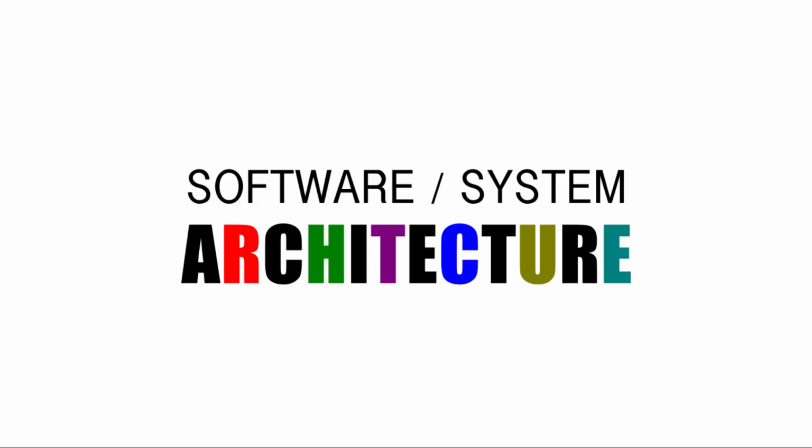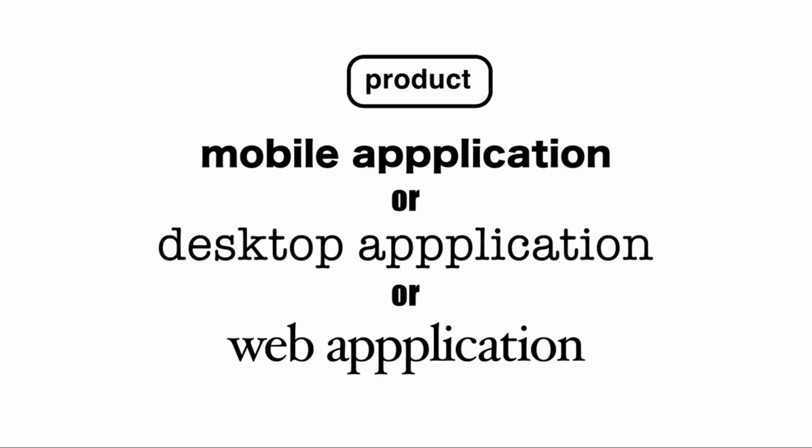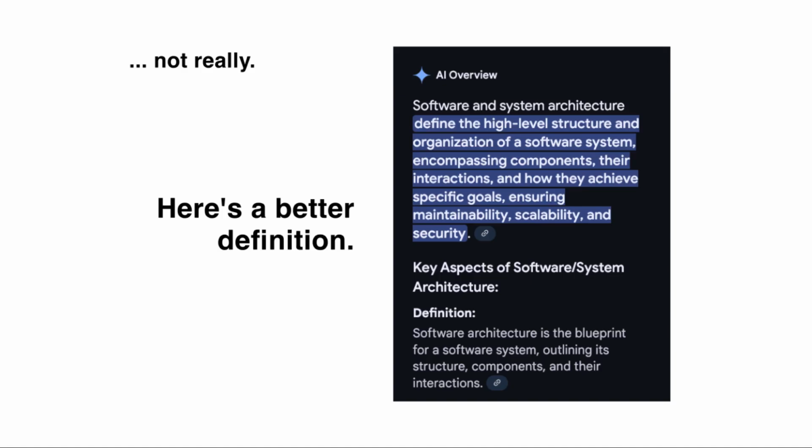So in a software or system architecture, we have different components that are organized and structured in order to communicate with each other to produce a final product. Now, this product can be a mobile application, a desktop application, or a simple website. So that's the textbook definition. As for me personally, it's very abstract.